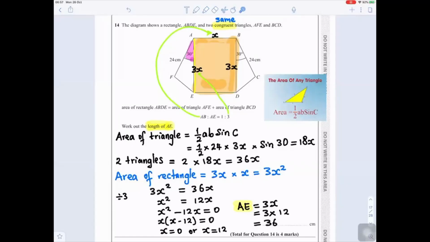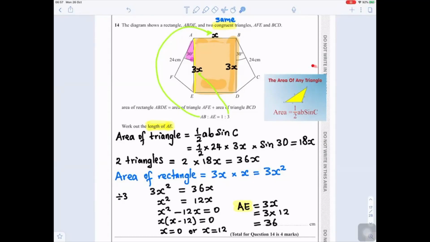Question number 14. The diagram shows a rectangle ABDE and 2 congruent triangles AFE and BCD. The area of ABDE is equal to the area of triangle AFE plus the area of triangle BCD. AB to AE is 1:3. Work out the length of AE.